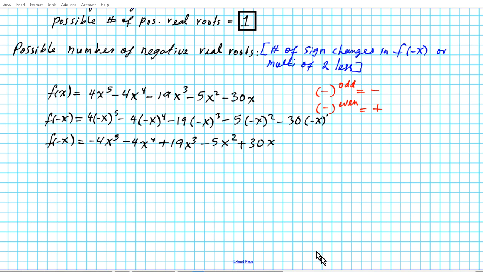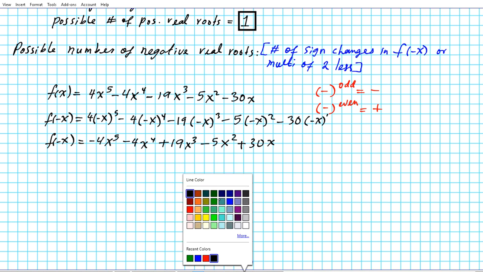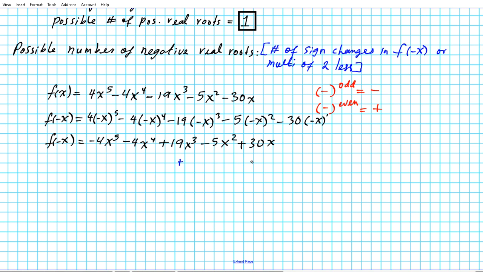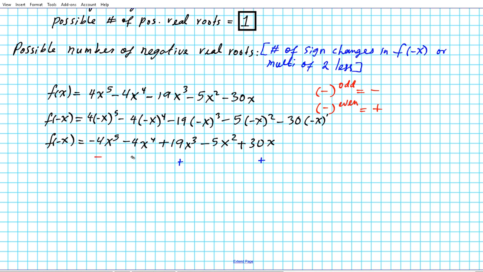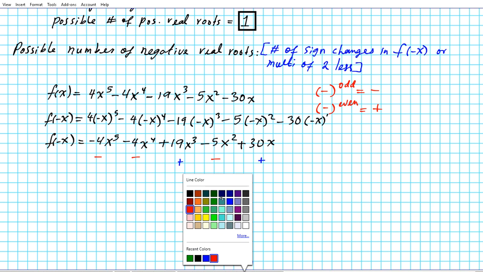So now that we found f of negative x, we're going to use Descartes' rule of signs to look for the number of sign changes. Let's take a look at the positive terms here. The third term is positive. The last term is positive. The rest of the terms are negative. So we have this is negative, and this is negative. So how many sign changes do you observe here?